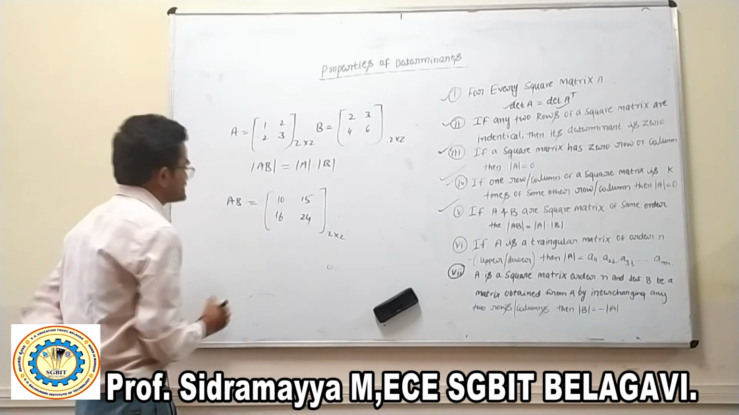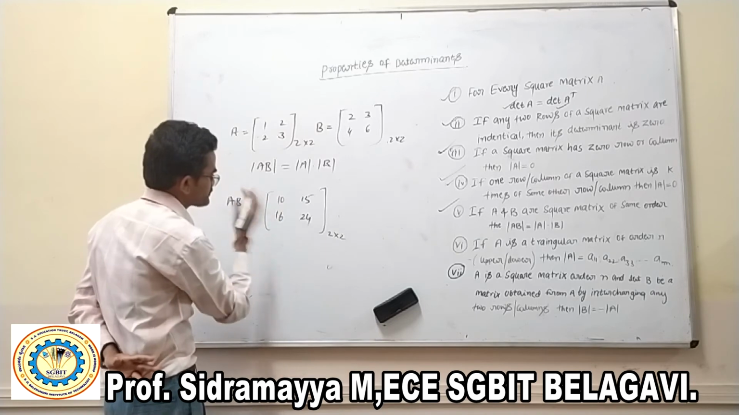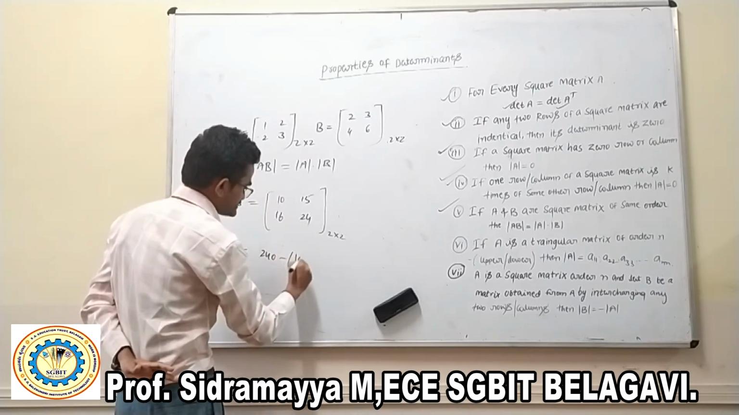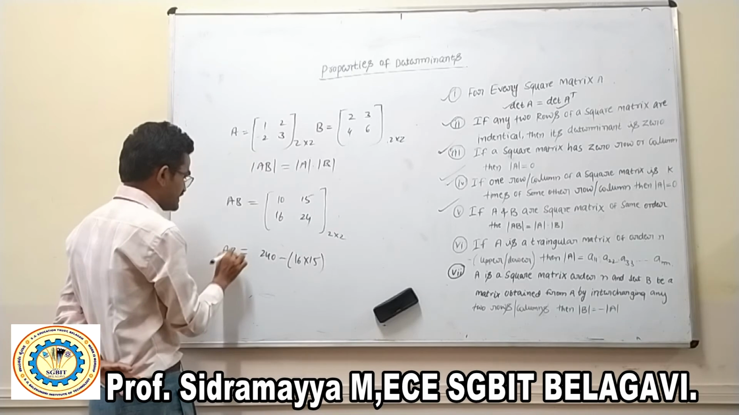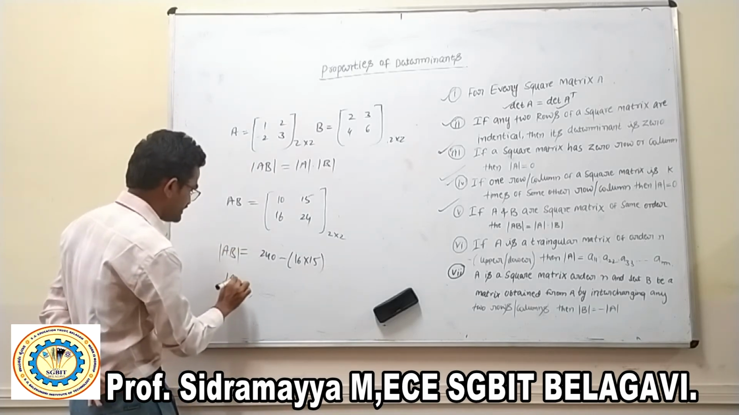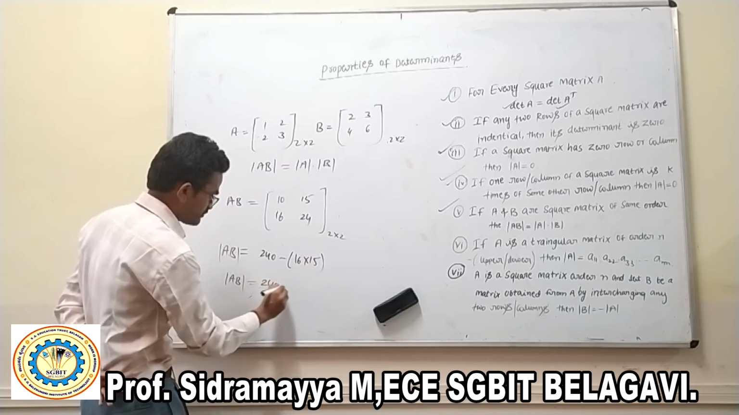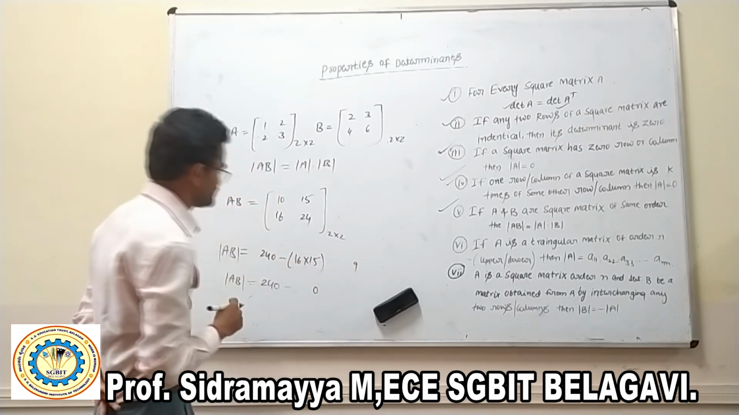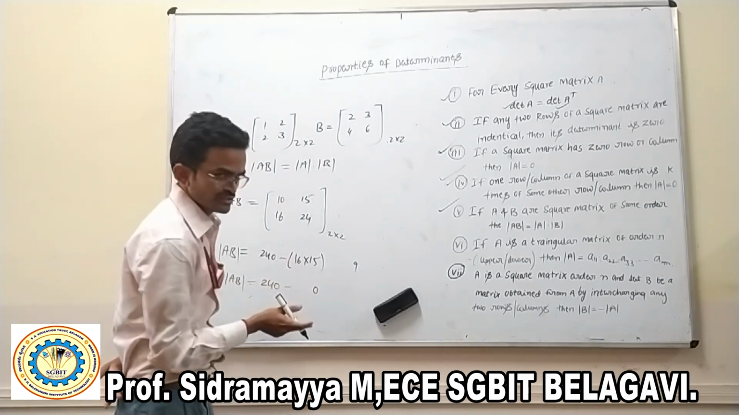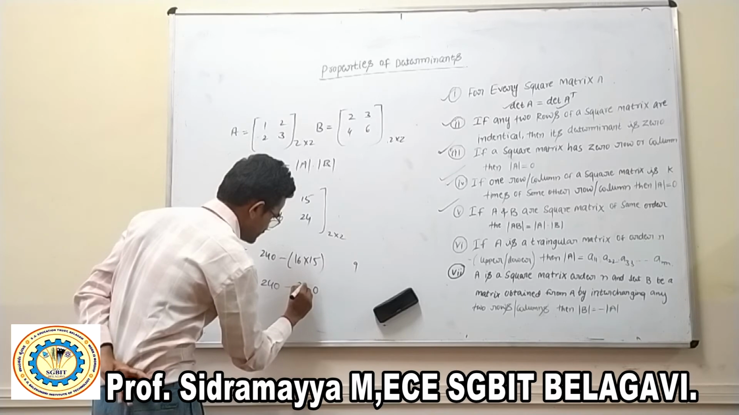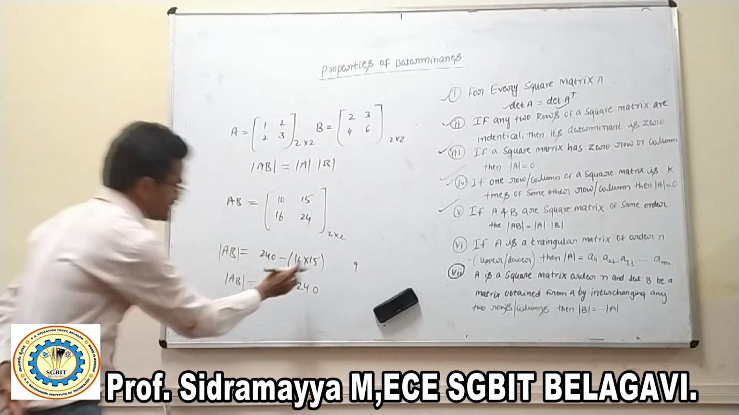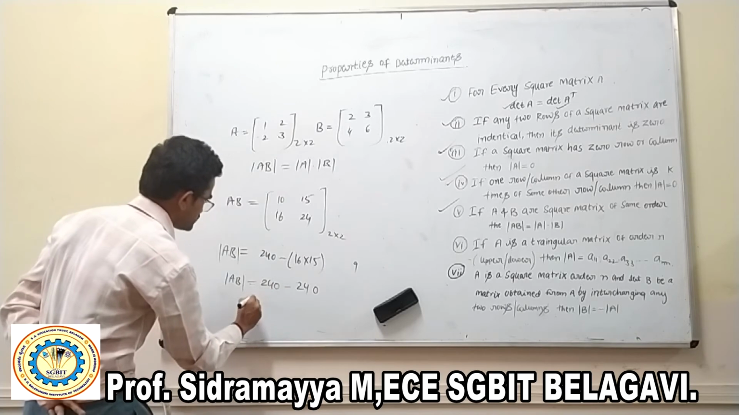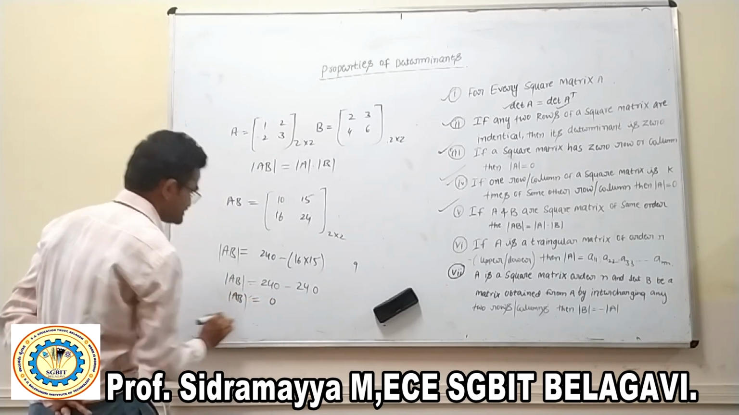So now calculate its determinant. The determinant of AB is 10 into 24, which is 240, minus 16 into 15. 15 into 6 is 90, 15 into 1 is 15, 15 plus 90 is 240. So 240 minus 240, its determinant is equal to 0.